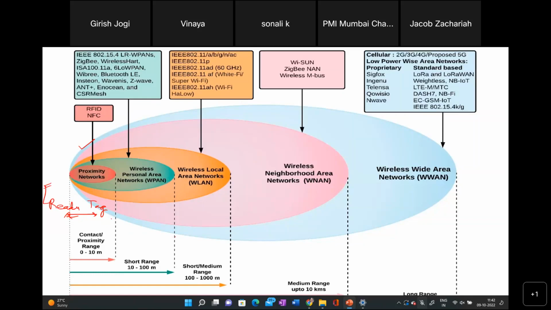Then from 10 to 100 meters, we can use wireless personal area networks. Under this, there are the well-known technologies of Bluetooth, wireless HART, or Zigbee, which you must have heard about, or Z-Wave, which is generally used for home automation kind of applications. Then up to 1 kilometer, or 1000 meters, short range, we have technologies like Super Wi-Fi or Wi-Fi HaLow. Then for wireless up to 10 kilometers, we can use a few other technologies. And beyond that, we may have to use the cellular network.